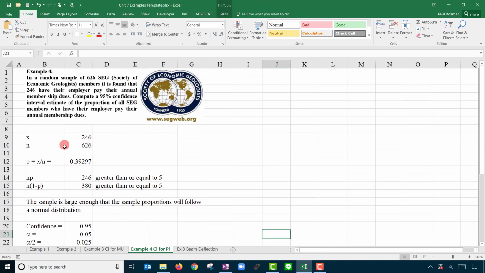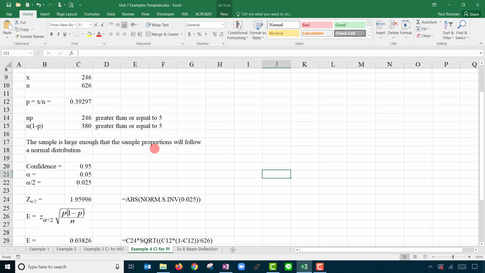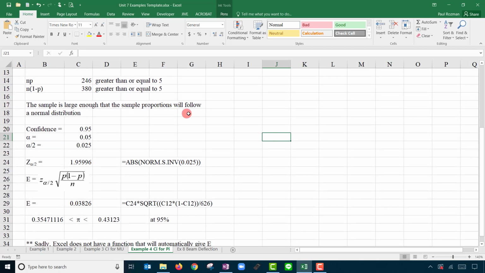So here's a recap of what we just did. We had 246 successes out of 626 members. I calculated the proportion by just dividing. I checked my conditions. They were both greater than or equal to 5. That told me that I get to use the Z distribution. Then we looked up our confidence. It told us to use 95%.